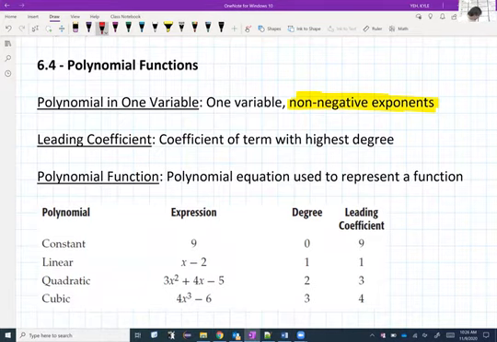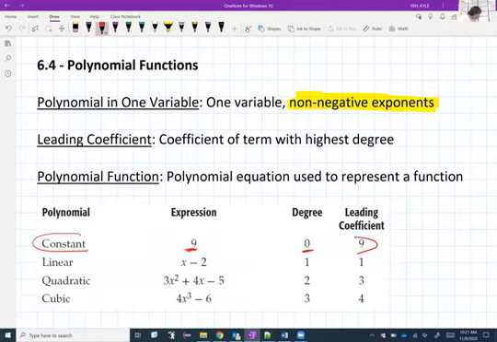A constant polynomial is a polynomial that just has a number, no x's. It's a constant value. So in this case, 9, the degree is 0 because there were no x's. Leading coefficient in this problem was 9 because that's the coefficient of the highest degree term.